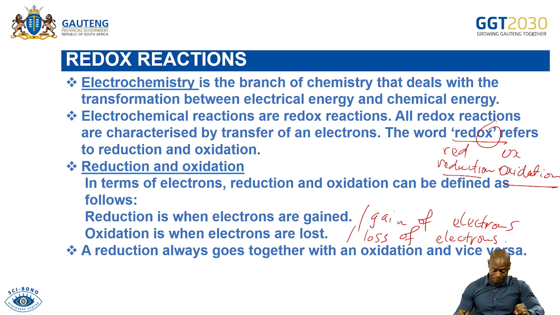Another important thing is that when it comes to a redox reaction, reduction always goes together with oxidation. So in a redox reaction, there are two half reactions: there's reduction, there's oxidation. We are going to talk more about that moving forward. They occur simultaneously. For now, understand what is redox, what is reduction, and what is oxidation in terms of electron transfer.